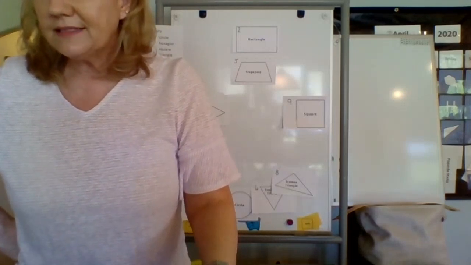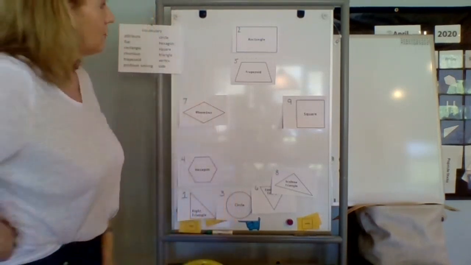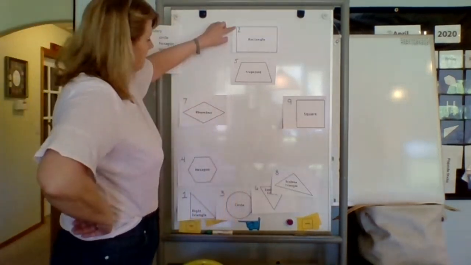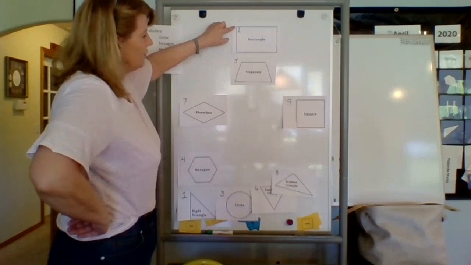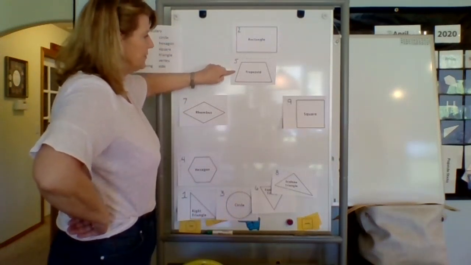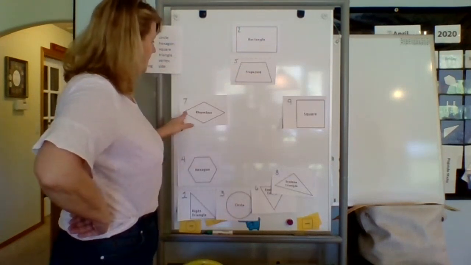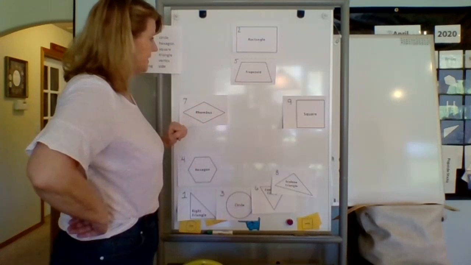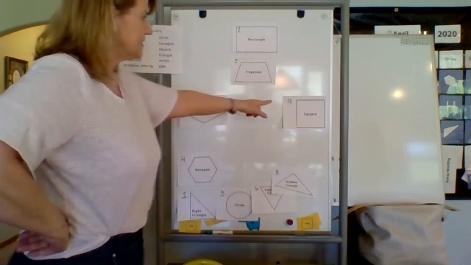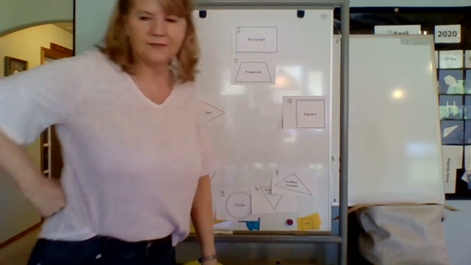My shape has 4 vertices, or corners. Well, we know a rectangle has 4 vertices because it has 4 sides. A trapezoid has 4 vertices and 4 sides. A rhombus has 4 vertices and 4 sides. And a square has 4 vertices or 4 corners.